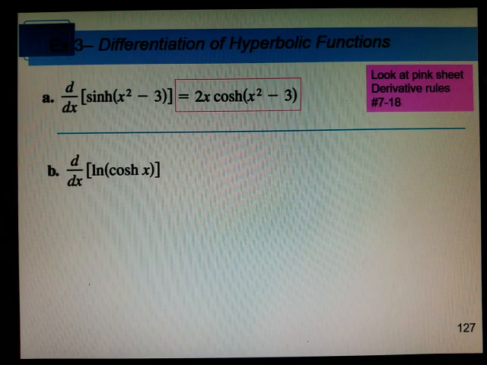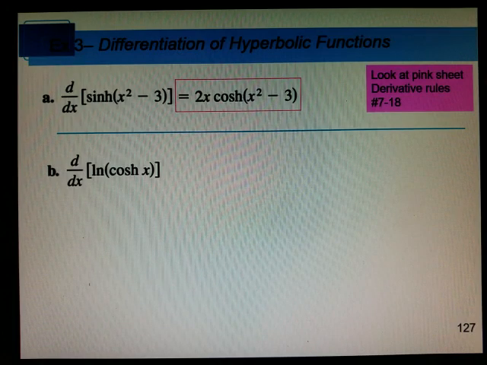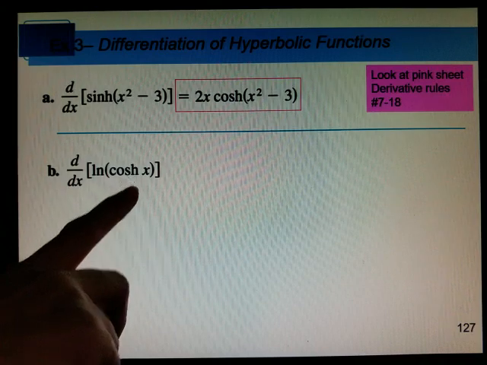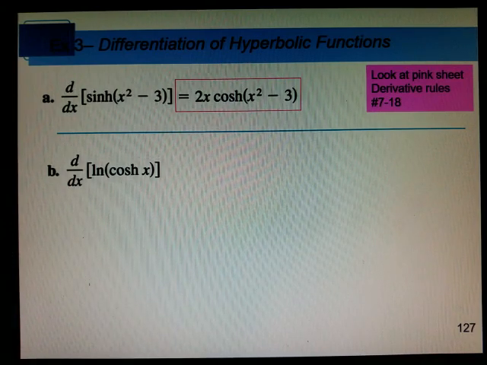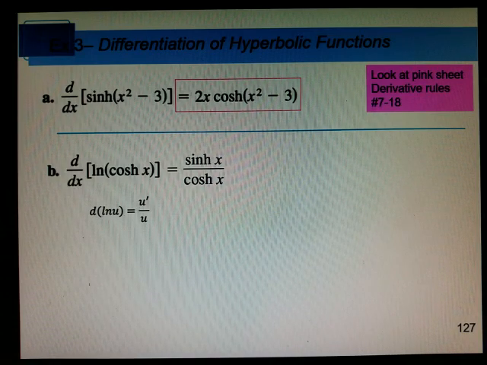All right, I want the derivative of the natural log of the hyperbolic cosine of x. So the derivative of the natural log is du over u. So that means I need the derivative of the hyperbolic cosine of x on top over hyperbolic cosine of x on bottom. The derivative of the hyperbolic cosine is going to be the hyperbolic sine of x, if you take a look at rule number 8 for that. And then sine over cosine would simplify to the hyperbolic tangent of x.